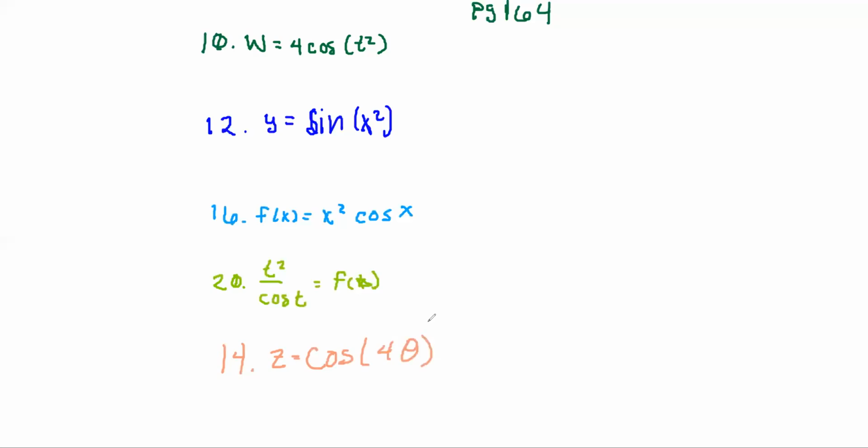First off, we're going to go through and identify what rules we should use with these problems. Starting with 10. What rule do you guys think we should use? Chain rule. I would agree. What about 12? Also chain. 16? Product rule. 20?